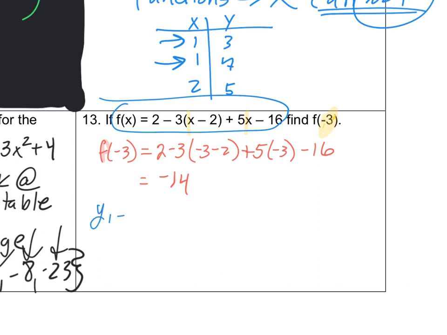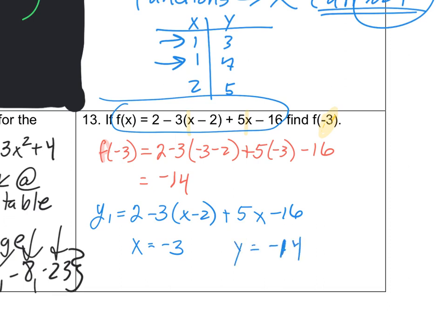Now, that seems like a lot of work to me. Instead, I could say y1 equals 2 minus 3, parentheses, x minus 2, plus 5x minus 16. Now, I know you're not used to putting something that complicated into y1, but you can. Then you're going to go look at the table and scroll up and down, and you'll scroll where x equals negative 3. And when you look on that table in the second column, it'll say y equals negative 14. So we know our answer is negative 14.